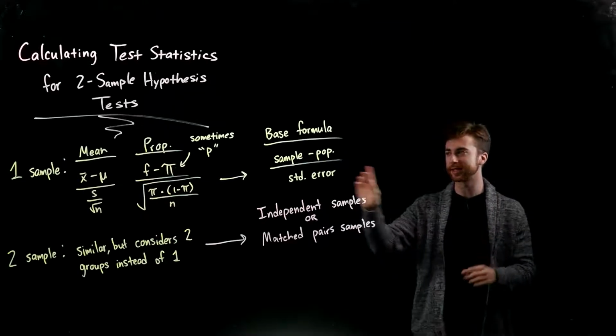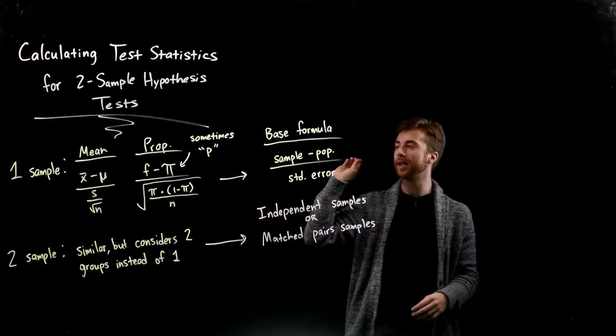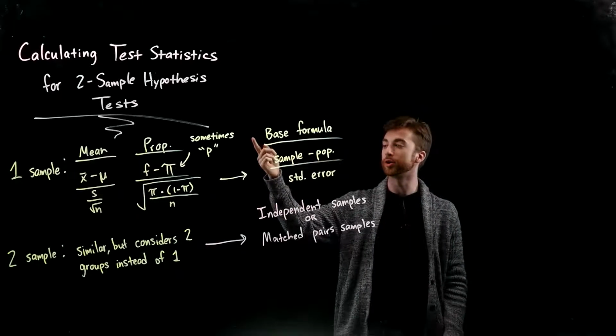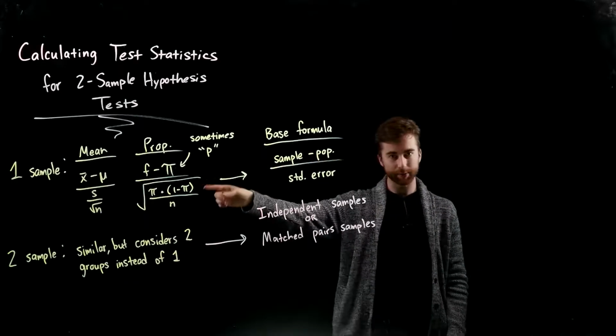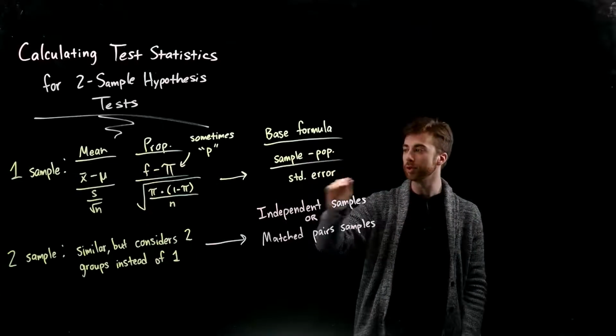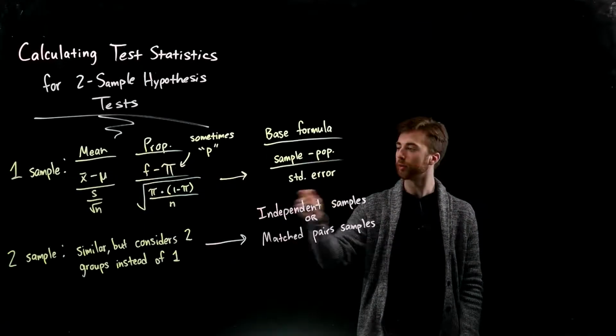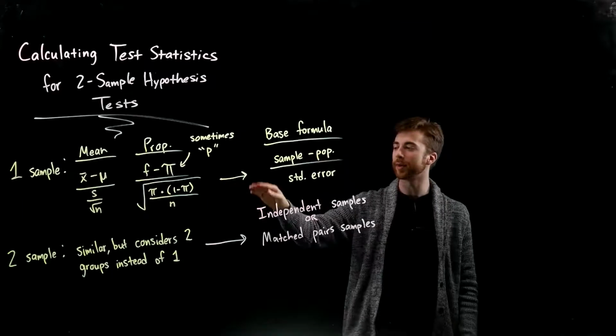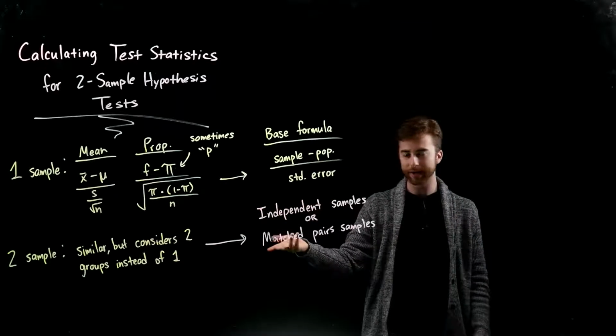sample hypothesis tests. For those one sample tests, if it was a mean-based problem, you would take your sample mean, your x bar, minus your population mean, mu, and divide it by your standard error, which is your standard deviation, s, divided by the square root of n, which is the number of trials in your sample.